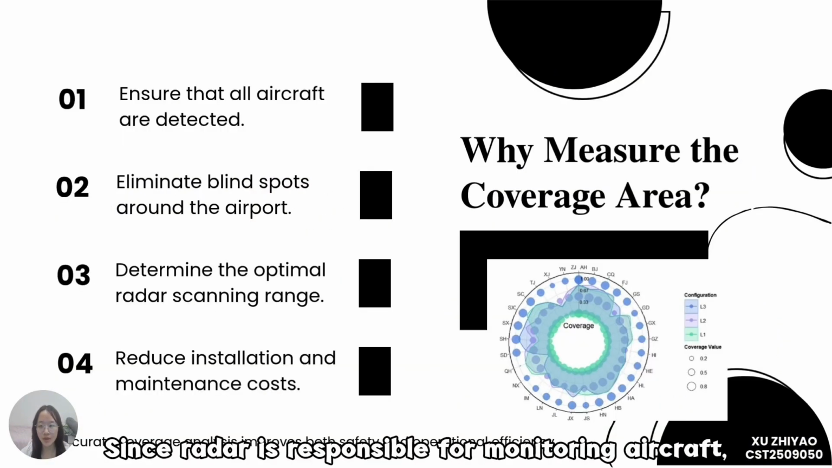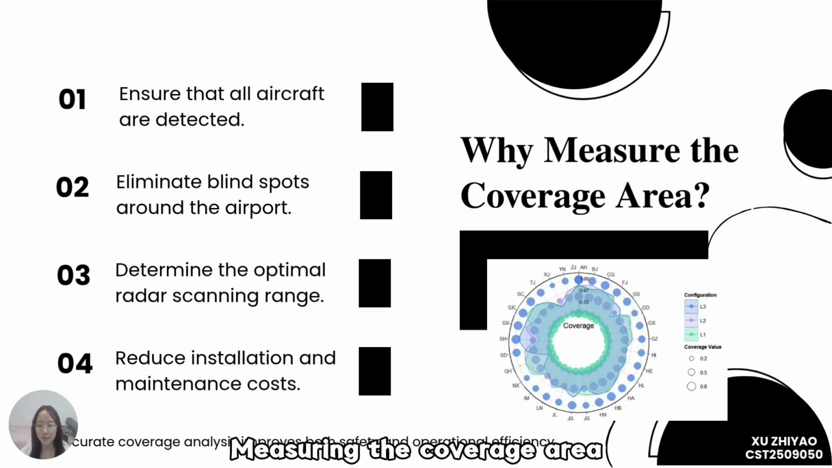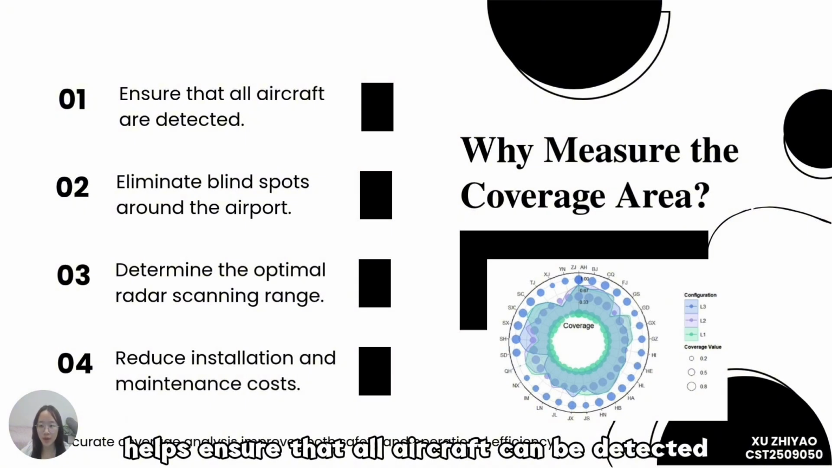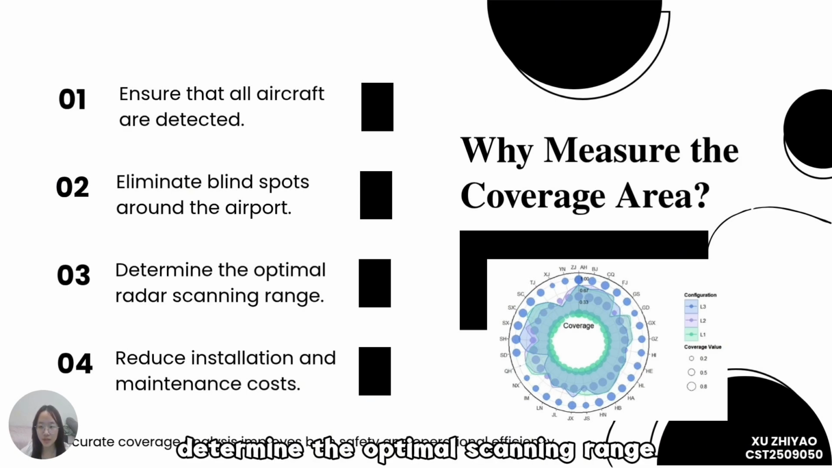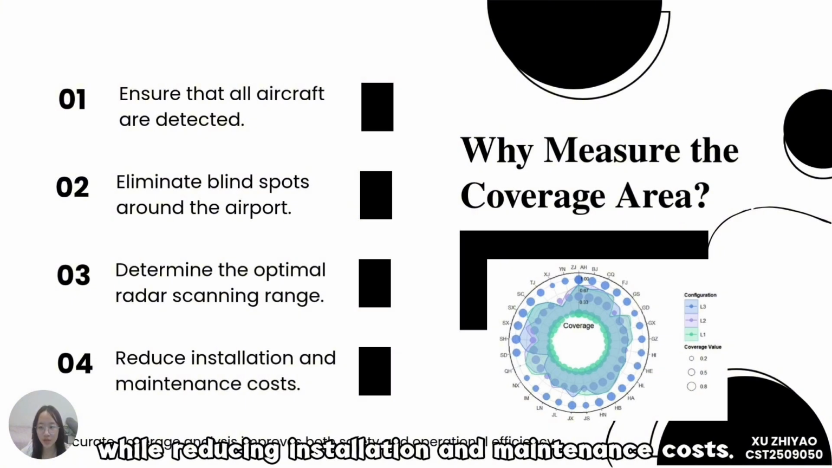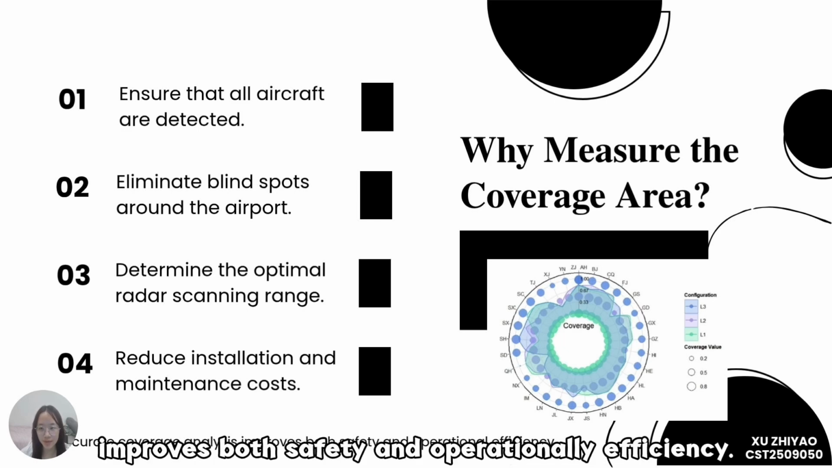Since radar is responsible for monitoring aircraft, it is important to know how much area it can cover. Measuring the coverage area helps ensure that all aircraft can be detected and reduces blind spots. It also helps engineers determine the optimal scanning range while reducing installation and maintenance costs. Overall, accurate coverage analysis improves both safety and operational efficiency.